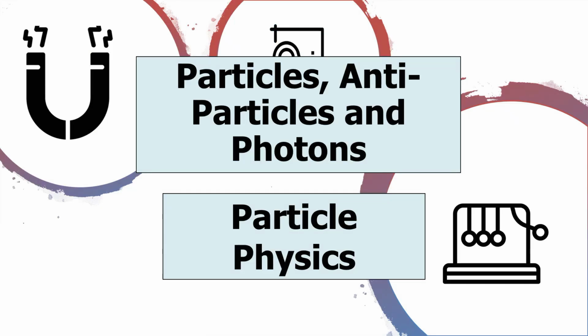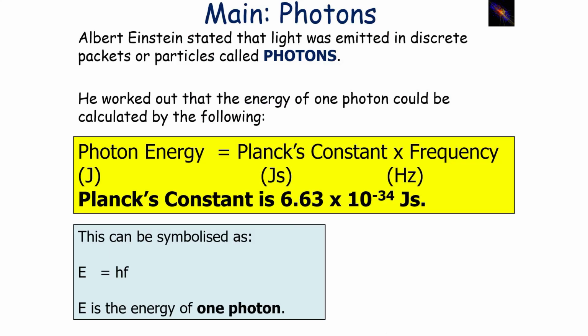So let's now have a look at particles, antiparticles and photons. Albert Einstein stated that light was emitted in discrete packets or particles called photons, and you can work out the energy of one photon with our equation: E is equal to Planck's constant times the frequency in Hertz. Now Planck's constant is 6.63 times 10 to the minus 34 joule seconds.